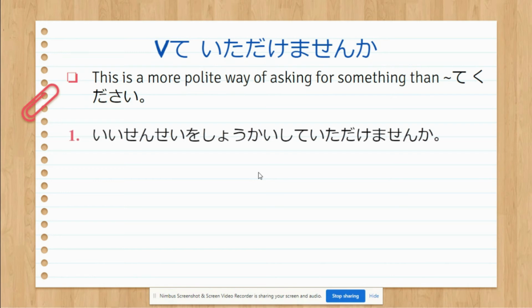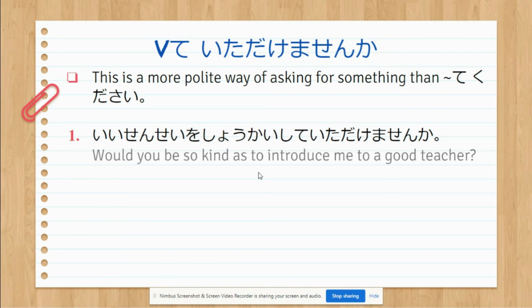For example, Ii sensei o shoukai shite itadakimasen ka? Would you be so kind as to introduce me to a good teacher? Or if you will use te kudasai, it will become Ii sensei o shoukai shite kudasai. Please introduce me to a good teacher. So with this one, you're still asking for that person's permission. Although you're making a request, you're still trying to ask if they could be so kind to do it for you.